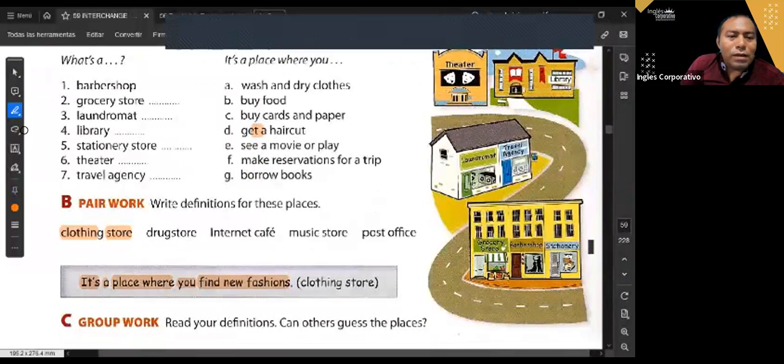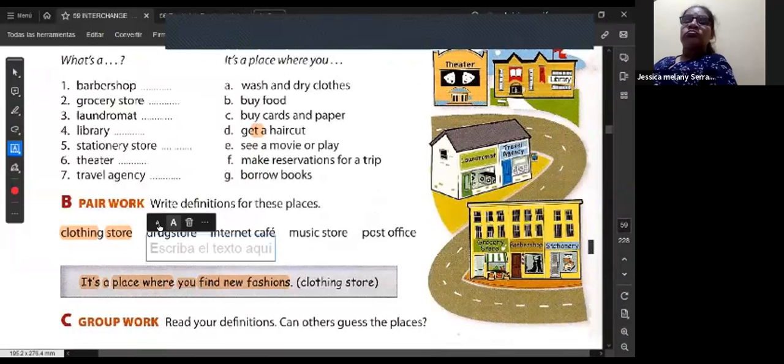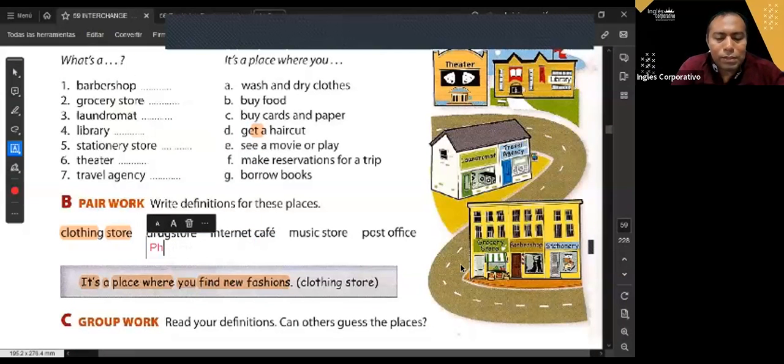Okay, so here you have a drugstore. You can say drugstore or you can say pharmacy, okay? Drugstore is American and pharmacy is British, okay? Drugstore is American, pharmacy is British.